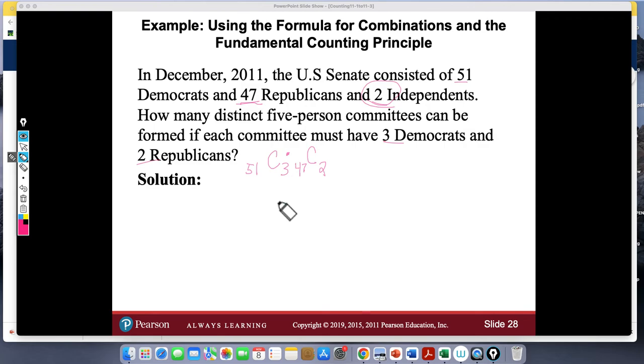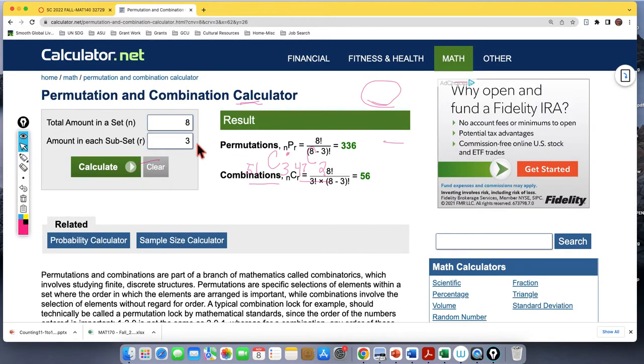But anyway, we calculate these 2 numbers and then we multiply them. Because while order itself is not important, there is a difference between being a Democrat or a Republican. And you'll see some problems where you'll have to do this. You'll be basically choosing from 2 different groups. You figure those numbers and then you multiply. So the way I would go about doing this one is, let's see.